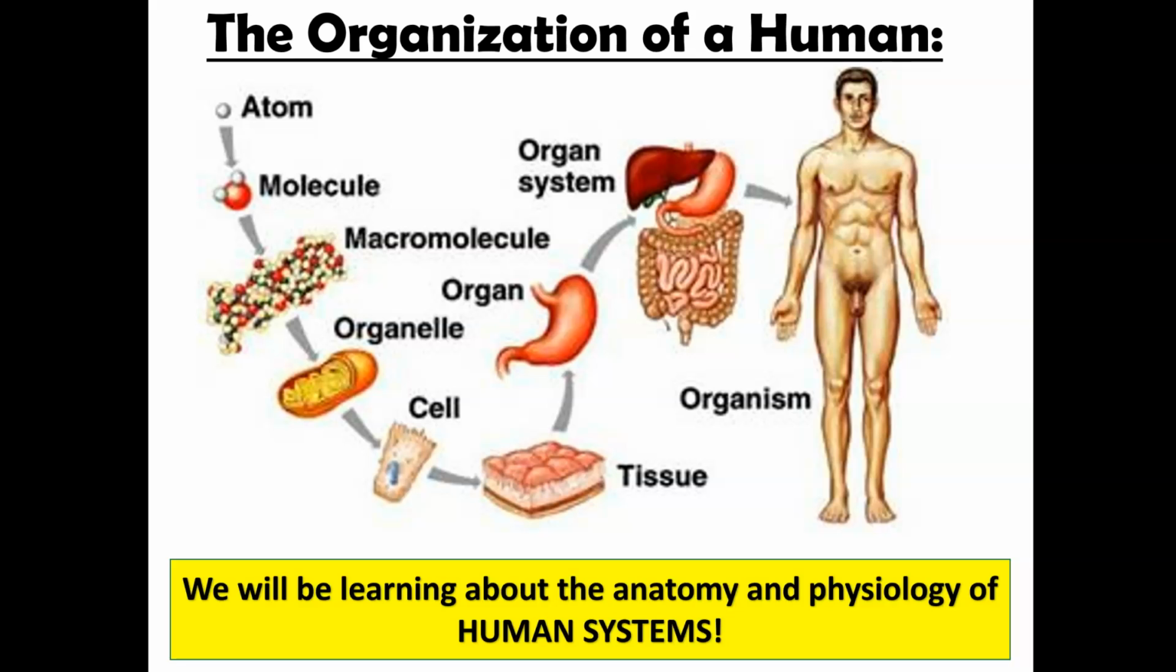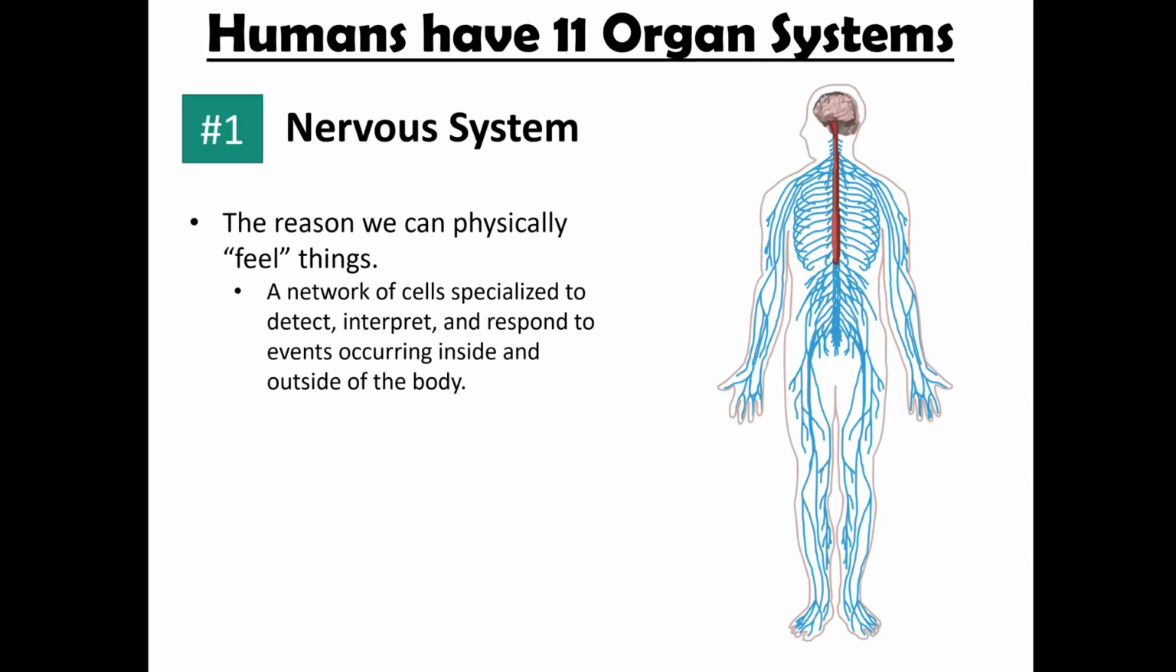So we're going to be looking at the anatomy and physiology of the different human systems. And in particular, there's 3 that we'll be looking at, but humans have 11 organ systems. The first one is the nervous system.